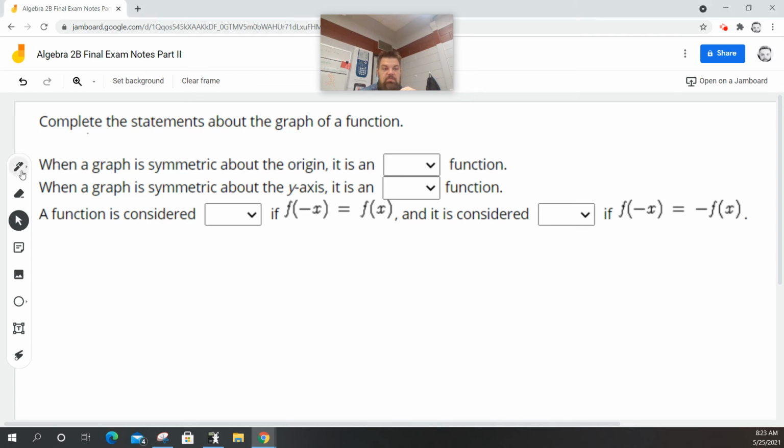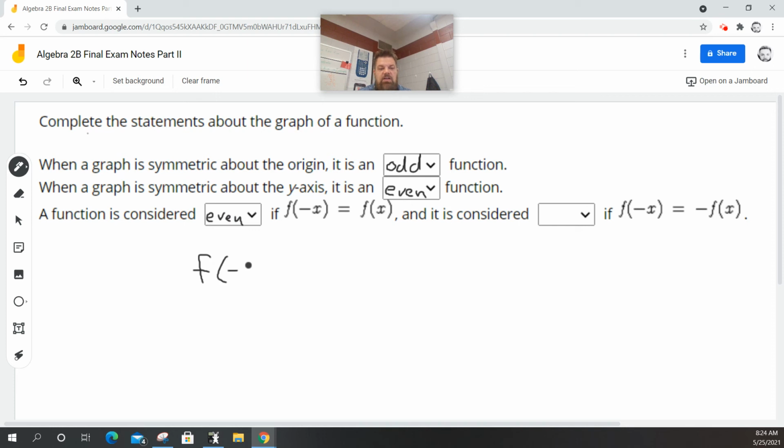So that just means it's an odd function. If it's symmetric about the y-axis, then that means it's an even function. Now, what that means is that an even function, if you evaluate the negative x value, it will equal the same as the positive x value.